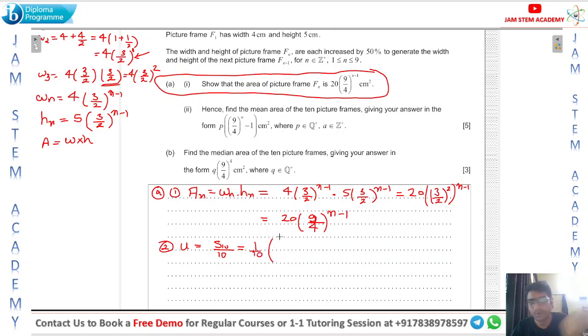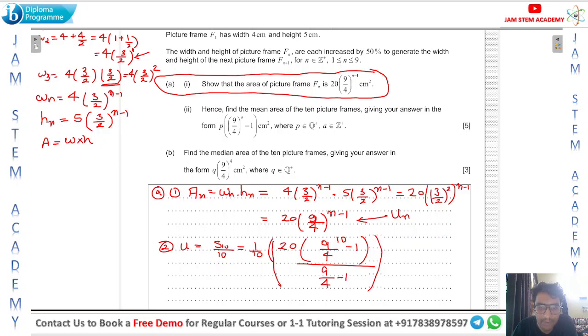So I'll use the sum of n terms formula for the GP, which gives me the first term, which is 20, times R, which is what? For this one, the common ratio is 9 by 4, right? As you can compare from here, this is the nth term where the first term is 20 and the common ratio is 9 by 4. So 9 by 4 raised to the power 10 minus 1, whole divided by 9 by 4 minus 1. Now we just have to simplify it and it will come out in this form.